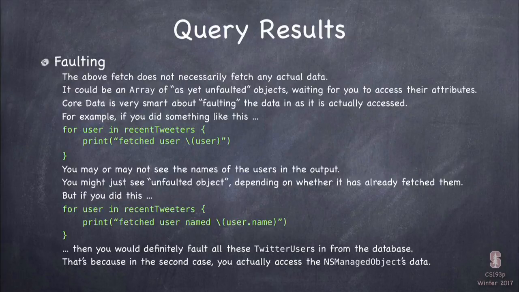But if you say, for user in recent Twitters, and say fetch user named, and now you say user.name, now you are faulting this object in. In fact, this for loop would fault all these objects into memory. Okay, fetch them all because you're asking for the name of every single one. Boom, fault, fault, fault, they're all coming in. Now, it doesn't do it one by one. It faults in batches. It's really high performance, so, you know, don't worry about that. But I just don't want you to be surprised when you go in the debugger and you're like, oh, I printed out this Twitter user and there's no name, there's no screen name. What's going on? Well, it hasn't faulted it in. In fact, in the debugger, you could say print user.name, and it would fault it in. Okay, and give it to you.